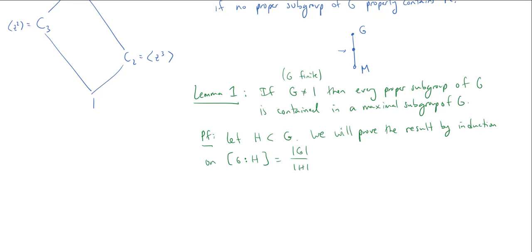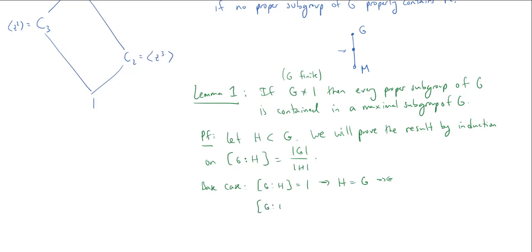Now, there's a kind of silly inductive base case. You might say, base case usually is 1. So let's look at that base case where the index of H in G is 1. Well, that would happen only if H is equal to G, which contradicts the assumption that H is proper. So this may not be the best base case. This situation just can't happen, so let's do a different base case.